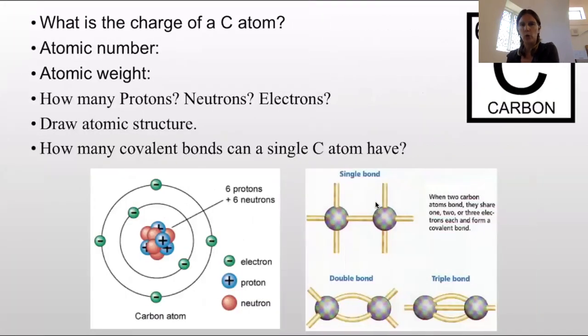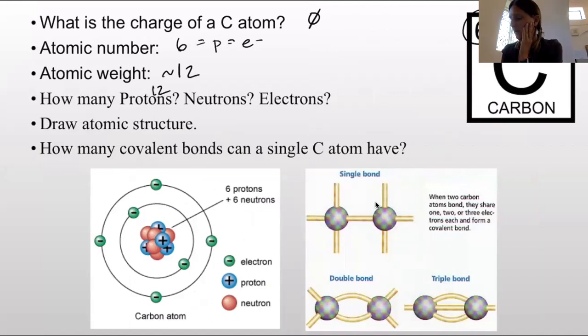So just a really quick review. What is the charge of a carbon atom? That should be neutral, because all atoms are electrically neutral, meaning they have no charge because the protons and the electrons are equal in number. The atomic number is 6. That equals the number of protons and the number of electrons. The atomic weight, we're going to round to 12.